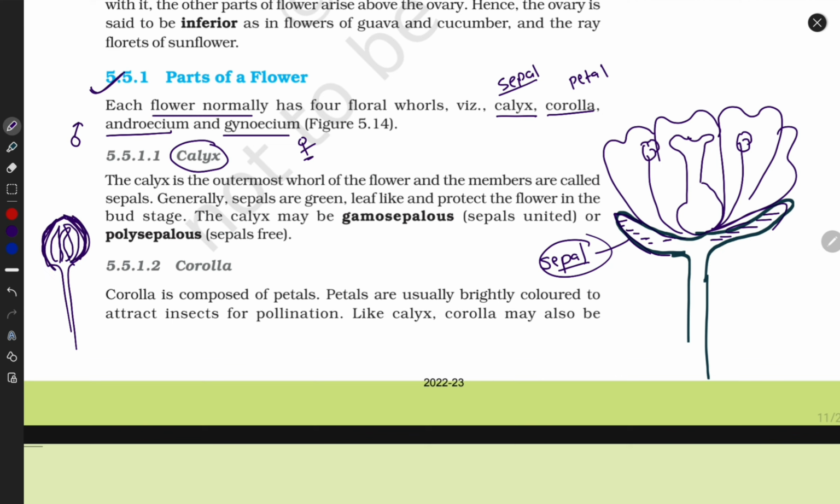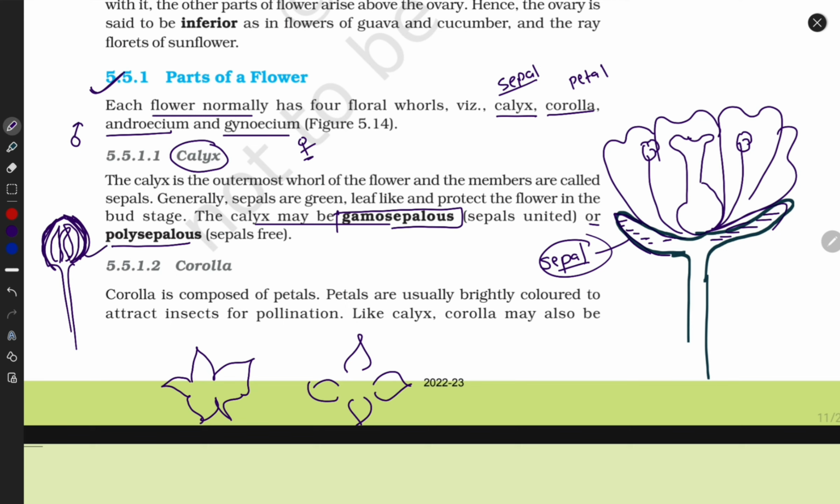We call it what? Calyx. This is a greenish leafy part. The calyx may be gamosepalous or polysepalous. If all sepals attach, we call it gamosepalous. And if they are free, then what do you say? Polysepalous. Clear? Inside is the corolla, guys. Corolla is this part, the petals.